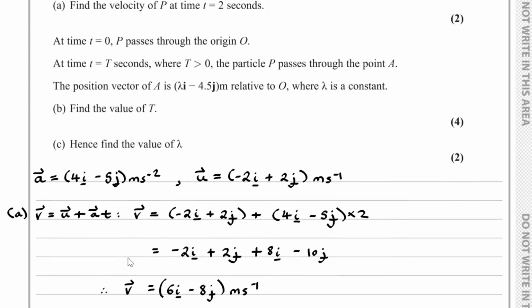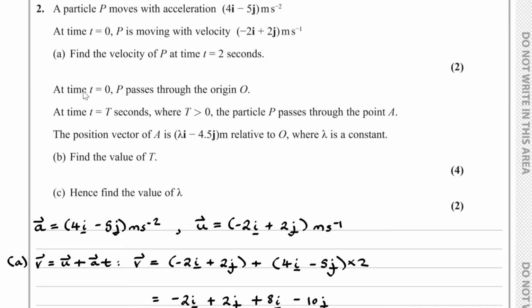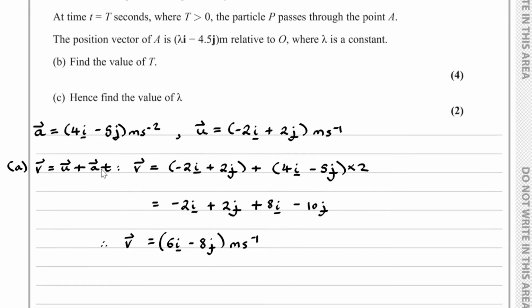Now, for part B of the question, at time t equals 0, P passes through the origin, and at time t equals T seconds, where T is greater than 0, the particle passes through a point A. The position vector of A is lambda i minus 4.5j meters relative to O, where lambda is a constant, and we have to find the value of T.